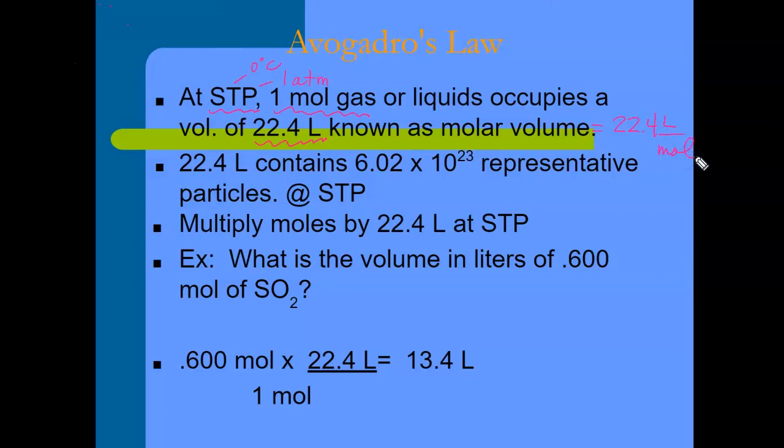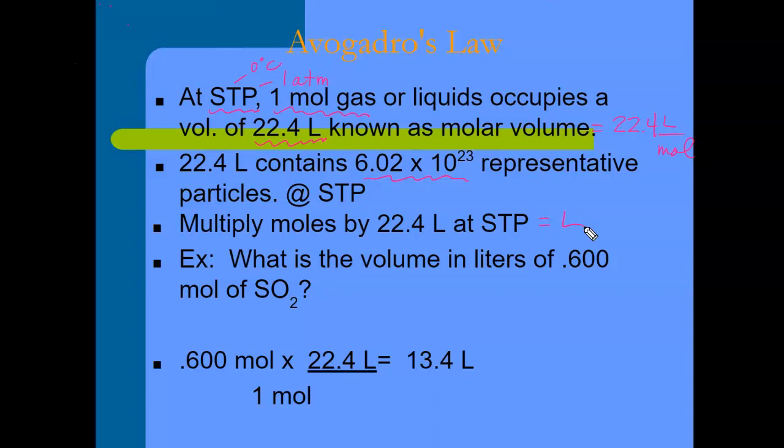Okay, so that also means that 22.4 liters of a gas at STP also has 6.02 times 10 to the 23rd gas particles inside it. All right, so how do we convert? If we want to know the liters, we are going to multiply our moles by the molar volume to get liters of a gas. And the opposite, as you're going to see, is also true.